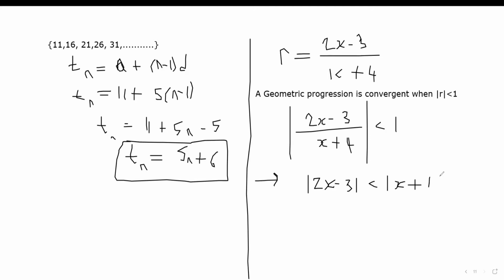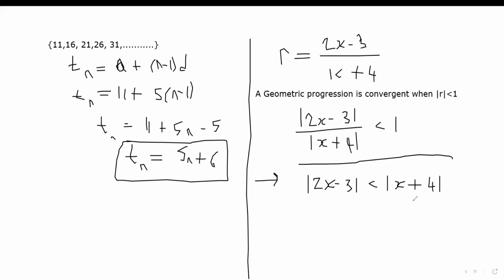You might say, sir, how did you get that? If you have the modulus of the whole thing, you can actually break it up as the modulus of the numerator over the modulus of the denominator. And then we can multiply through by the denominator. So this is what we're going to end up getting.